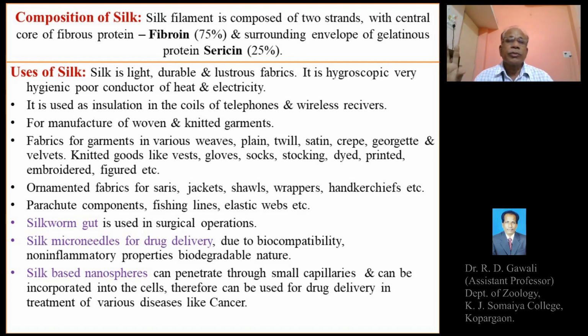Then silk is used for the preparation of the parachute component, fishing lines, elastic webs, etc. Then it is also used as an insulation in the coils of telephone or the wireless receivers and the manufacture of woven or knitted garments in various views. Then silkworm gut is used in surgical operations.